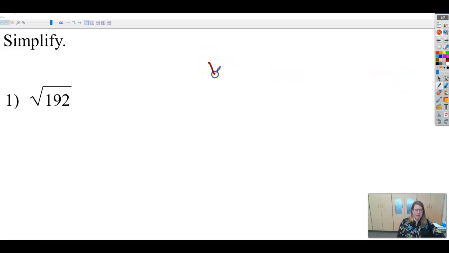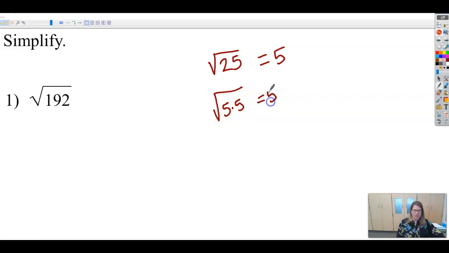So for example, if I have the square root of 25, most of us know that the square root of 25 equals 5. And that is because 5 times 5 equals 25, and the square root is asking us what number, when I multiply it by itself, gives me this number underneath the square root, right? So because 25 is equal to 5 times 5, and there's two 5s underneath, that means it's equal to 5, okay?